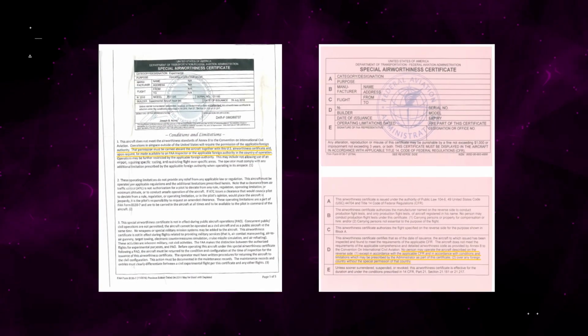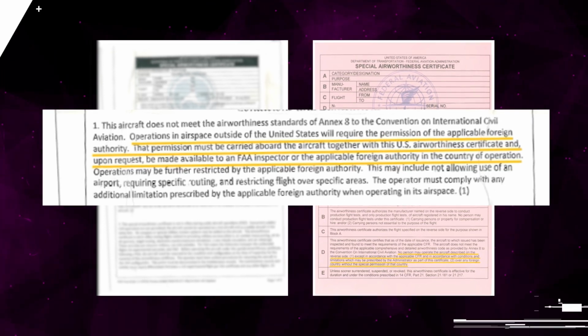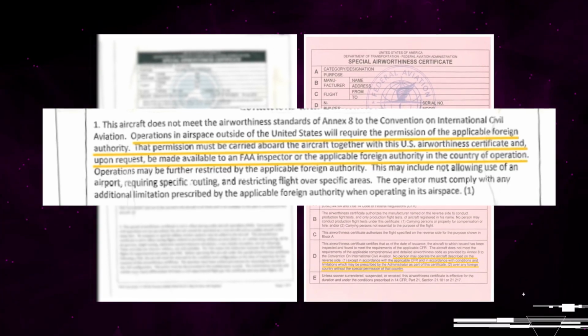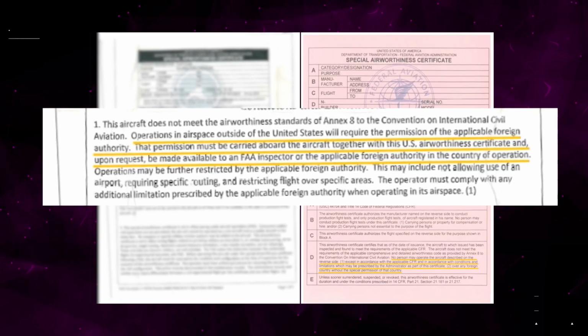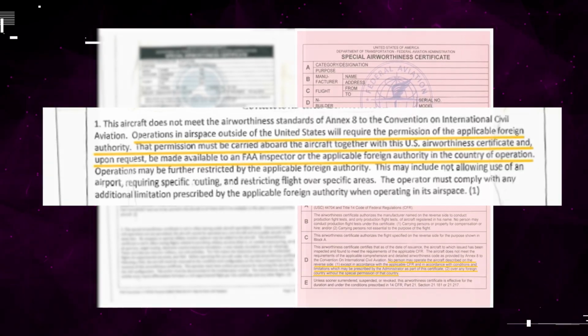One common question that we get is, can I take my experimental aircraft to XYZ country? Well, it depends, because if you look on the back of your airworthiness certificate, you're going to see that it clearly states that you must obtain permission from the countries that you plan to operate in. And the newer ones go one step further and state that that permission must be in writing and available on board the aircraft to present to an FAA inspector or the inspector of the Foreign Civil Aviation Authority.